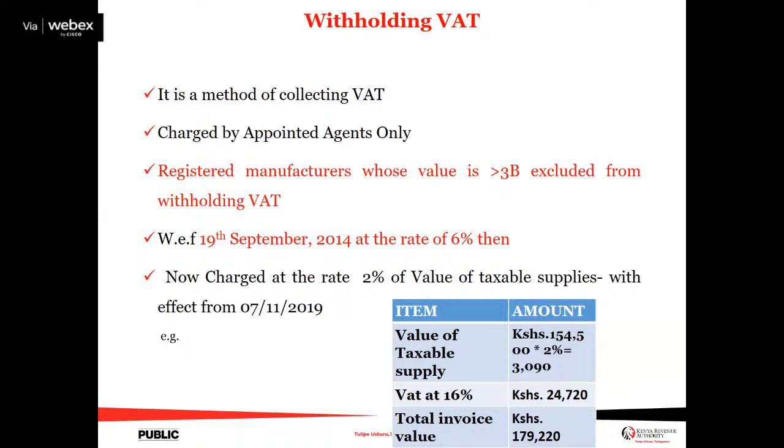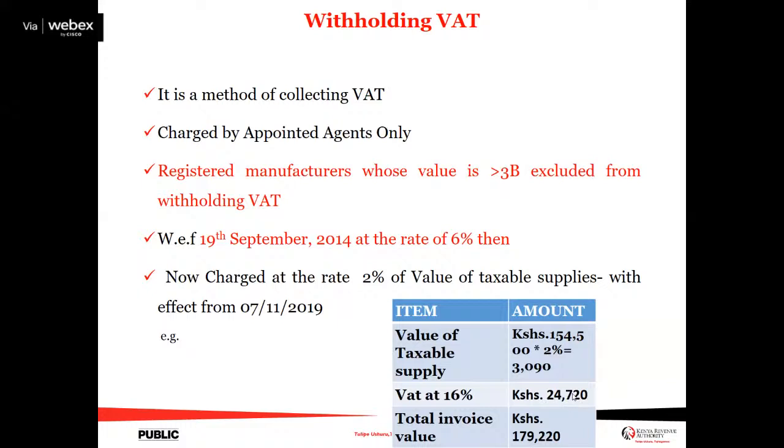Another myth that I'd like to explain is that people always imagine I'm charged withholding VAT and I'm still charged the full VAT at 16%. So this is what happens. Let's take, for example, that the value of my supply is 154,000. If I add in my VAT at 16%, it comes to 179,000. The actual VAT I'm supposed to pay for that amount is 16% of 154,000, which is 24,000.